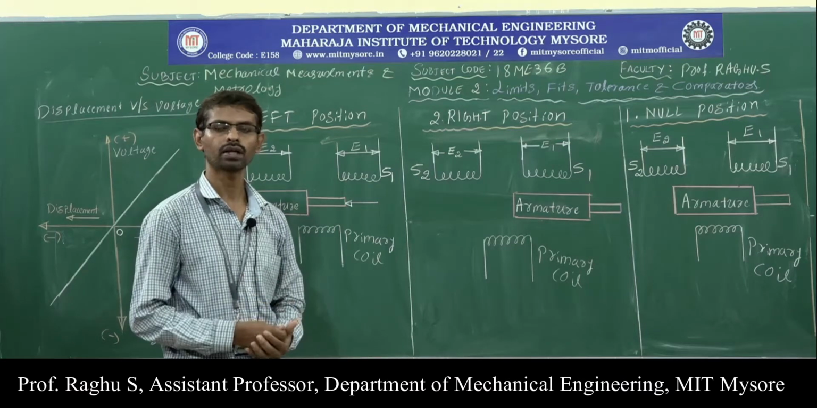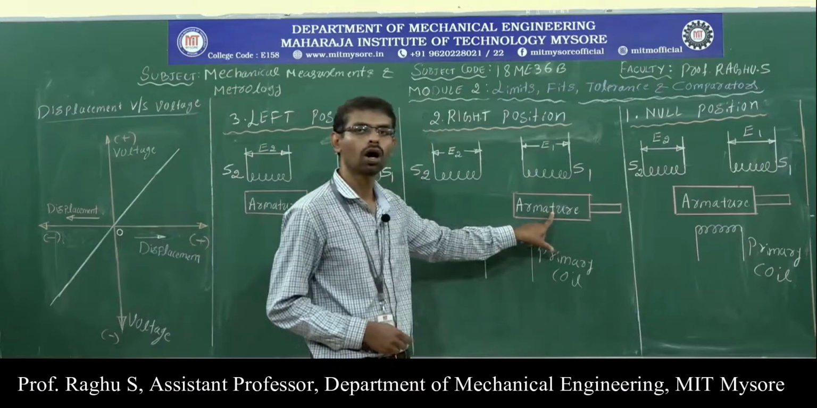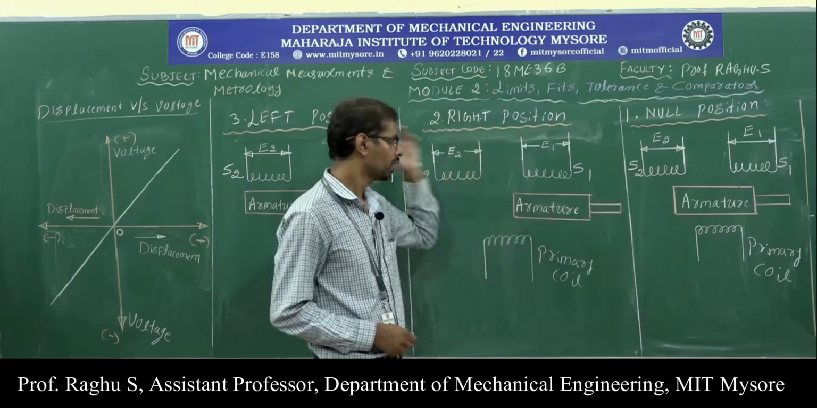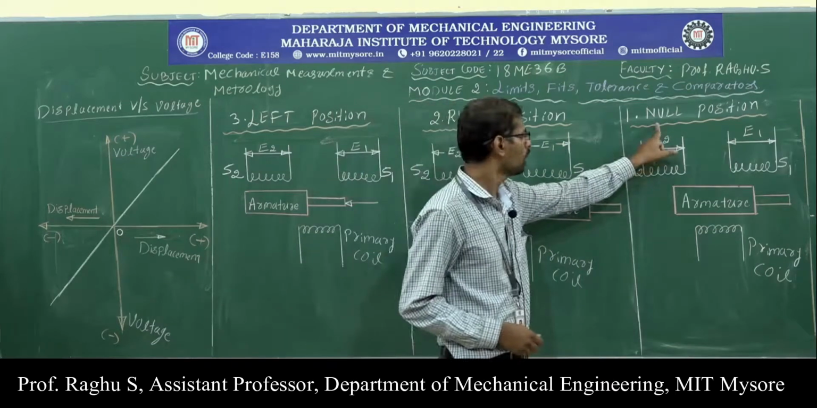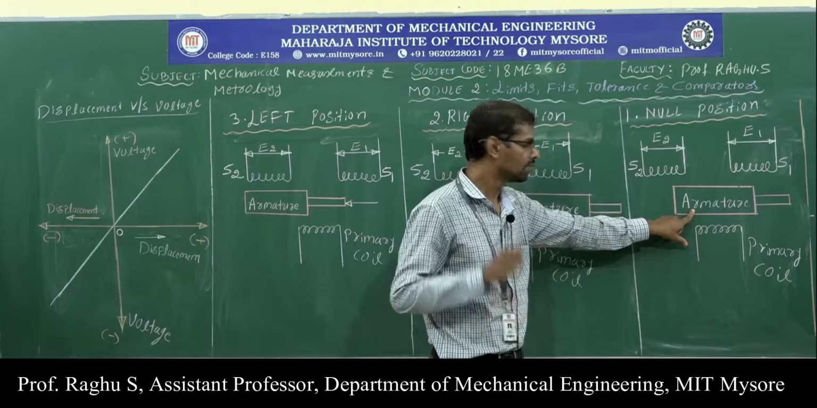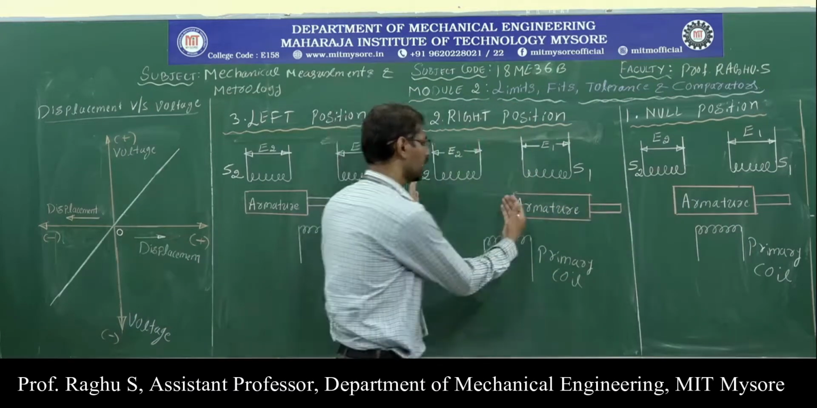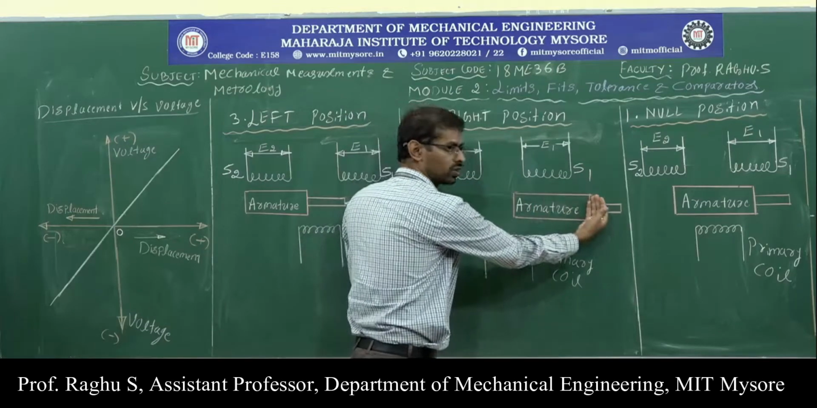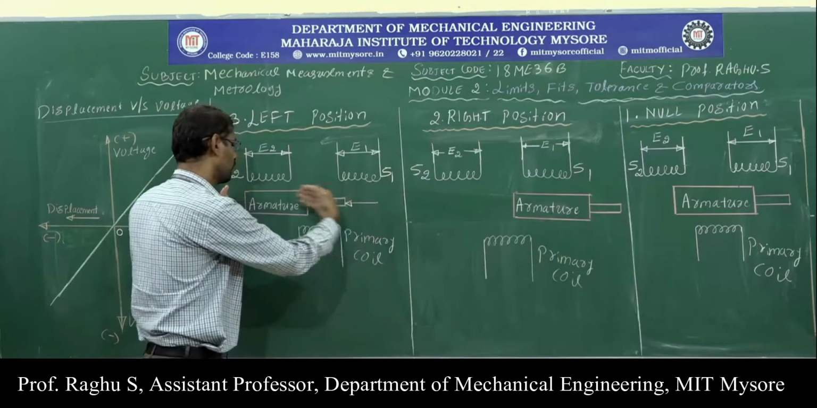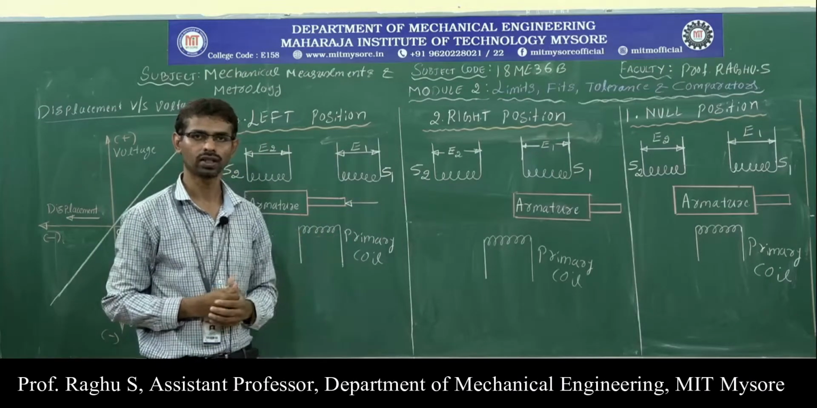The working of LVDT can be divided into 3 cases based on the position of the armature. This is called the null position. In the null position, the armature is at the center of the tube. In the right position, the armature moves towards the right side. In this position, the armature moves towards the left side. Now let us understand the working.